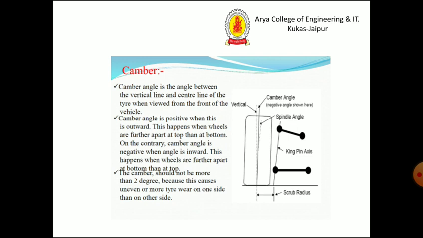This happens when the wheels are further apart at the top than at the bottom. On the contrary, camber angle is negative when the angle is inward. This happens when the wheels are further apart at the bottom than at the top. The camber should not be more than 2 degrees because this causes uneven or more tire wear on one side than on the other side.